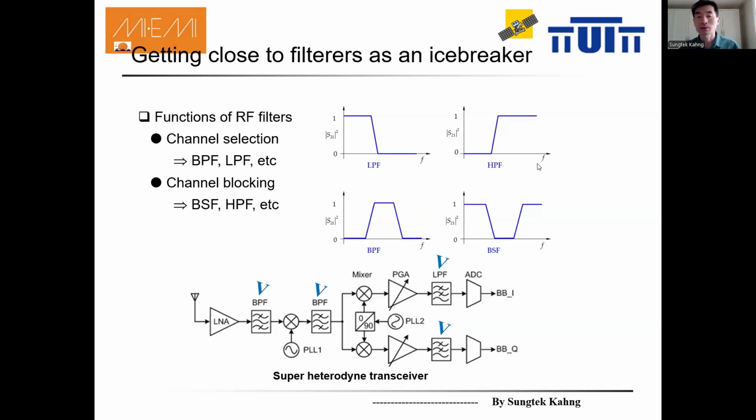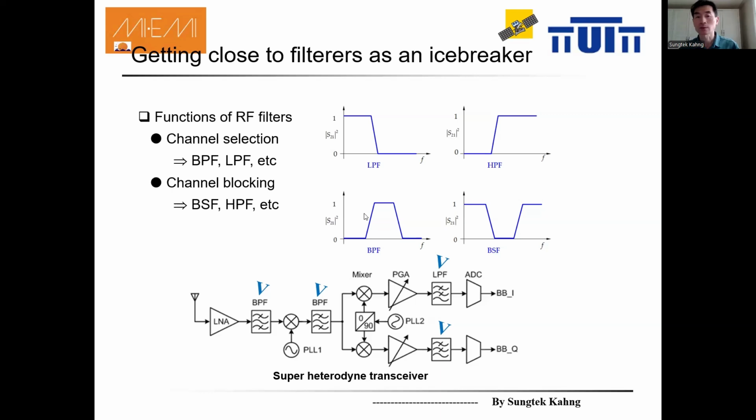On the contrary to that, a high pass filter suppresses the lower frequency. Meanwhile, higher frequency signals are accepted. So this is the pass band in the high pass filter.